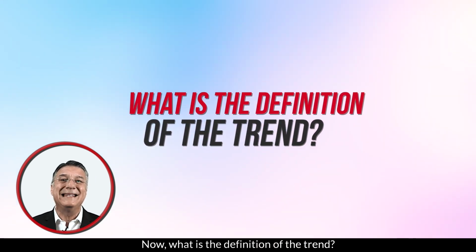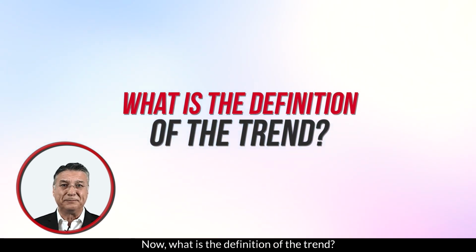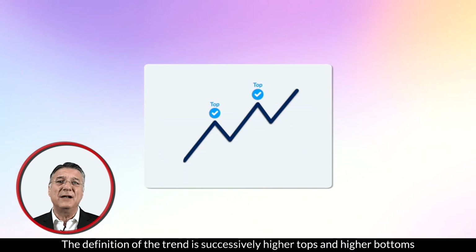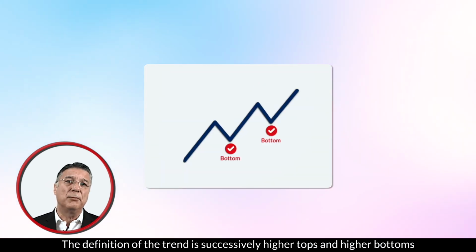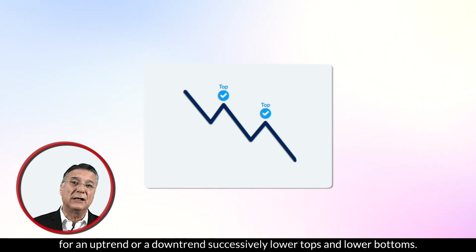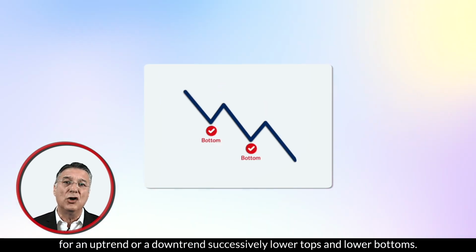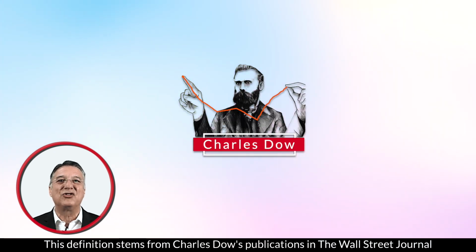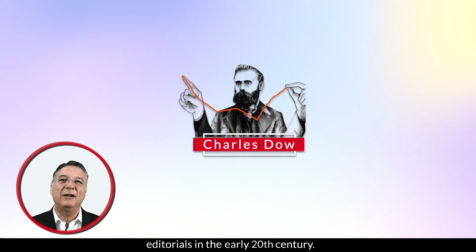Now, what is the definition of the trend? The definition of the trend is successively higher tops and higher bottoms for an uptrend, or for a downtrend, successively lower tops and lower bottoms. This definition stems from Charles Dow's publications in the Wall Street Journal editorials in the early 20th century.